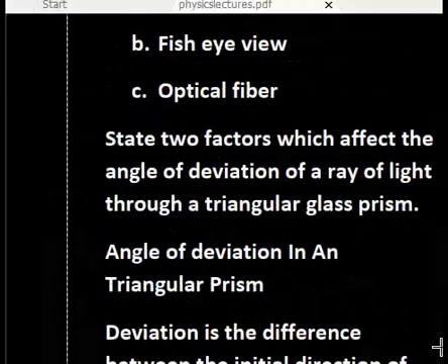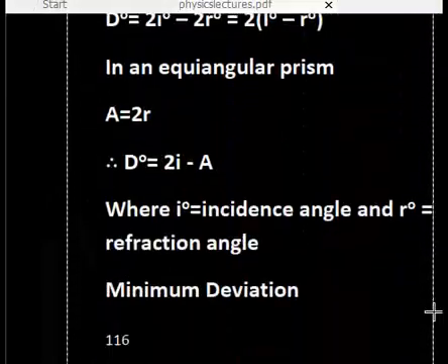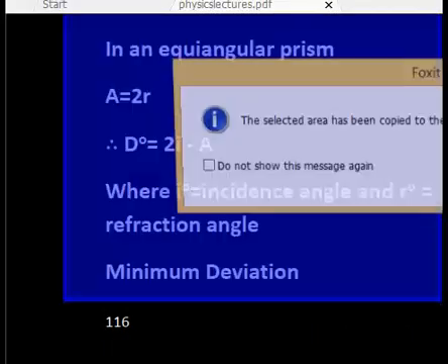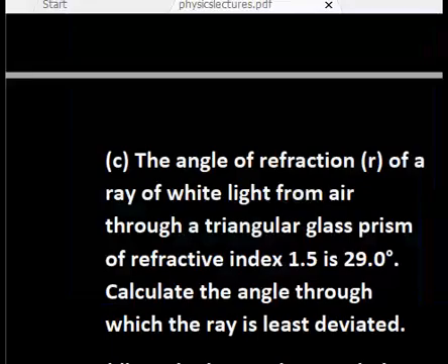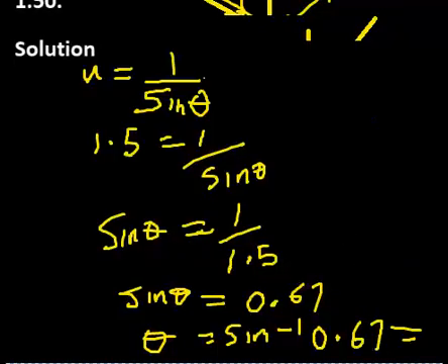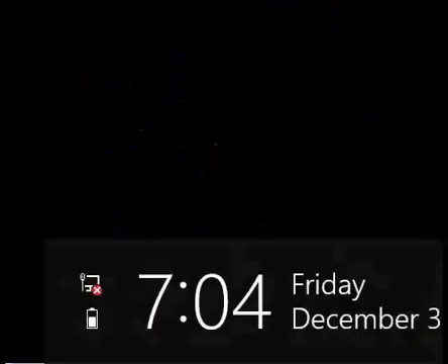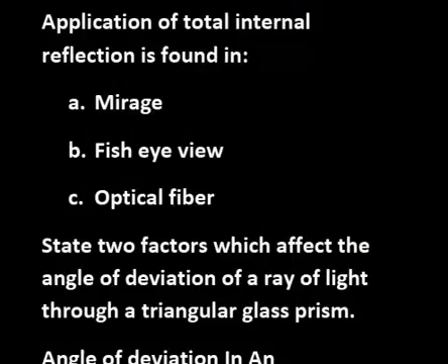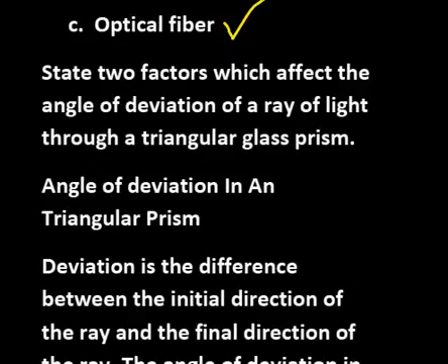Now let's look at the application of total internal reflection. Okay, I bring it up to the screen. The application of total internal reflection is found in the following: the formation of mirage, fish eye view, and optical fiber. So let's start. I'm going to describe them one after the other.